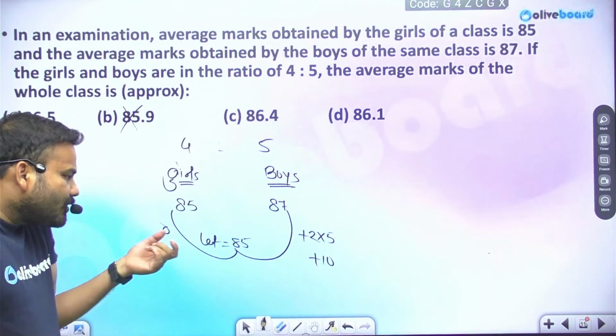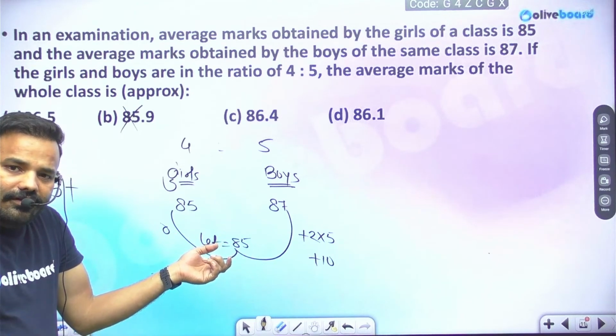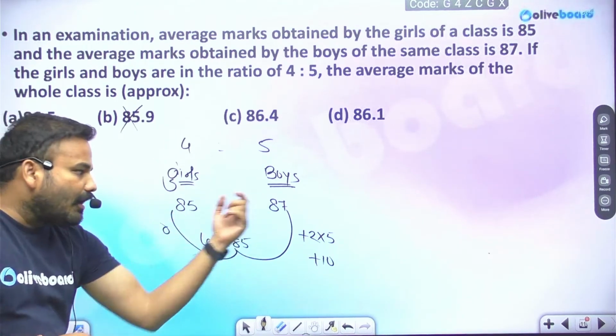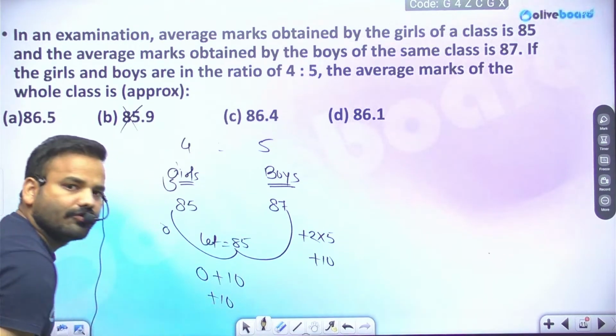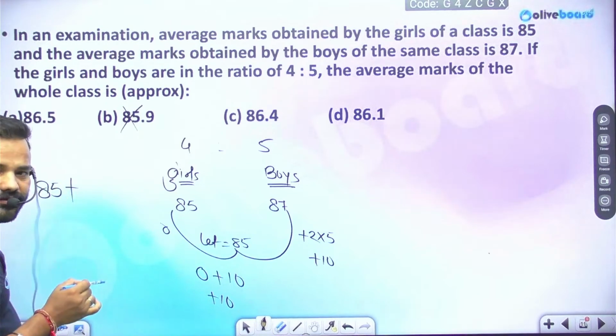Dude, what I assumed over here is 85. So the answer should not be 85. They are more. How come more? The ultimate result is 0 plus 10. That is 10 more. So the answer should be more than 85.